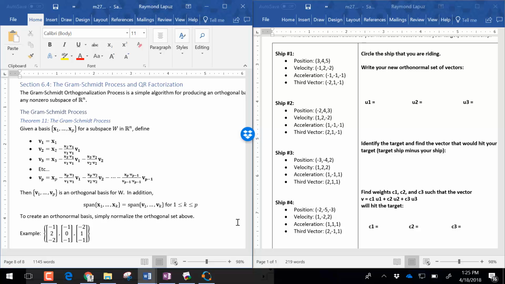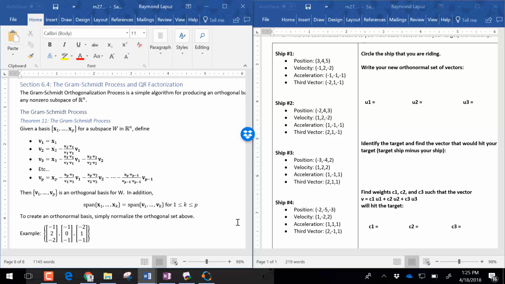And then the next task is that you want to identify your target. So if you're ship number 2, you're going to try to hit ship number 3. So your target would be the position for ship number 3. What is it relative to you? You need to subtract those 2 vectors. And that's the vector that's going to shoot from your ship to the other ship.